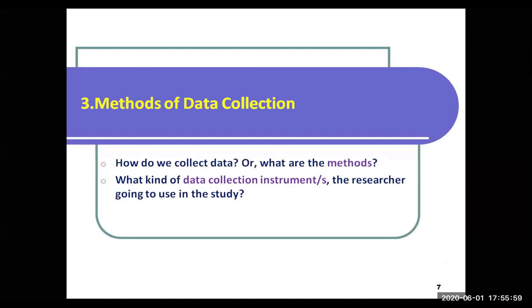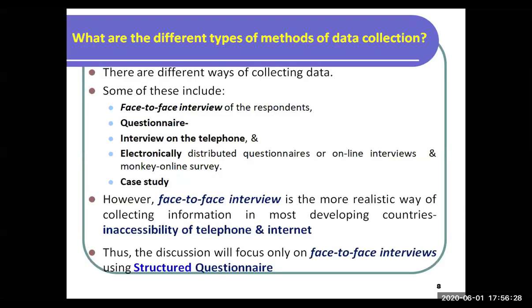The third point in this chapter is methods of data collection. Primarily, we have different methods. I will briefly explain the methods of data collection in this part: what kinds of data collection instruments there are, and how the researchers are going to use them in the study. These are the points that we're going to briefly discuss in this part.